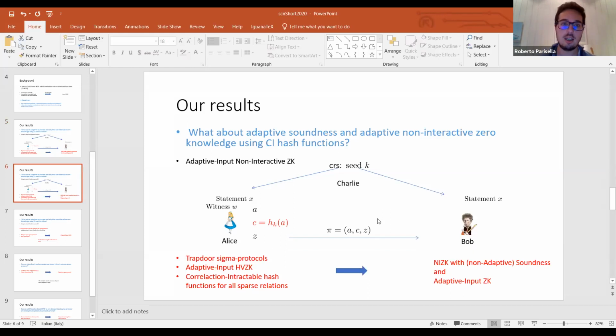And the adaptive input non-interactive zero knowledge is defined by the existence of a two-phase zero knowledge simulator for the NIZK scheme. The first phase doesn't have the statement as input and has to compute a valid CRS, a CRS indistinguishable from an honestly generated one, along with the trapdoor. Then the second phase receives the statement and has to compute a valid proof.